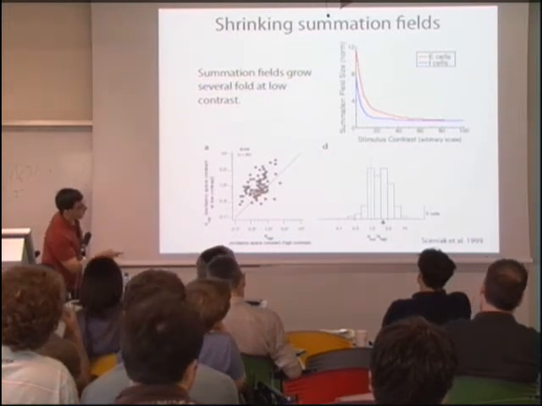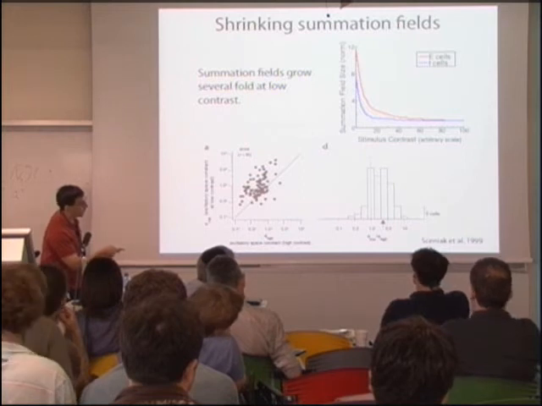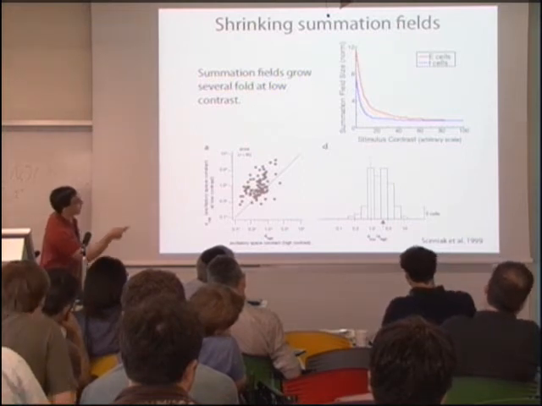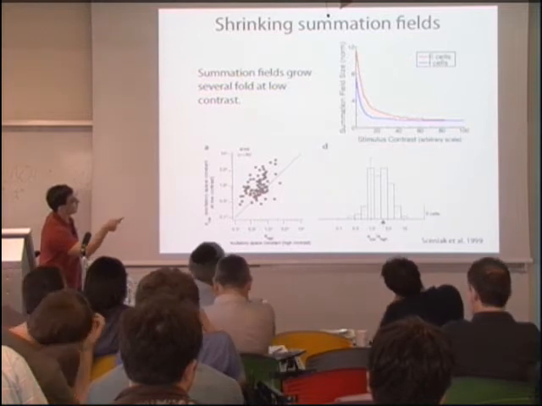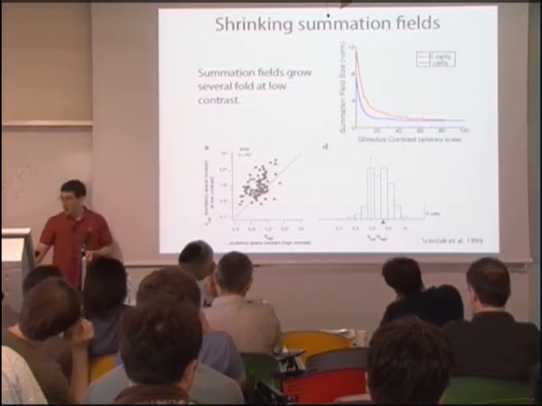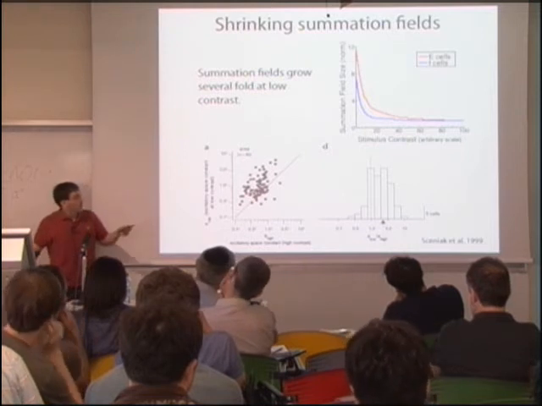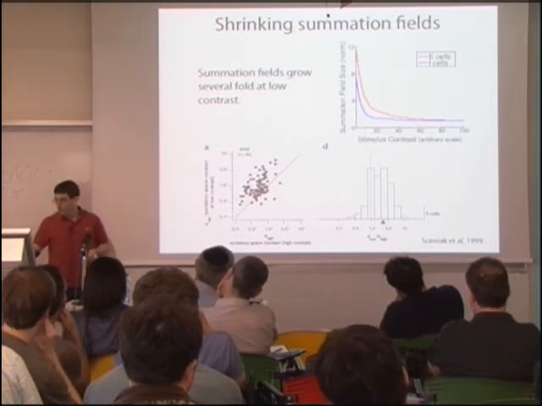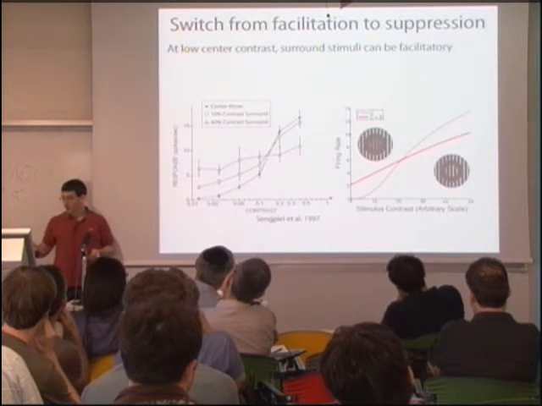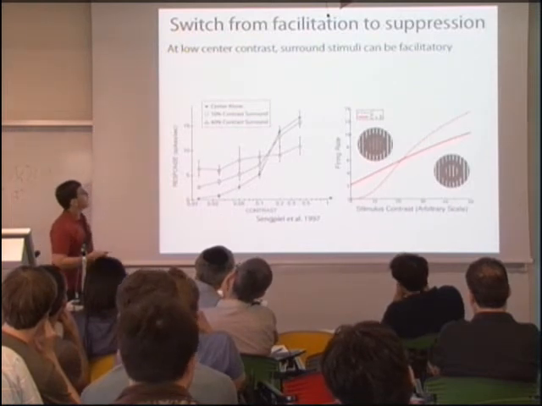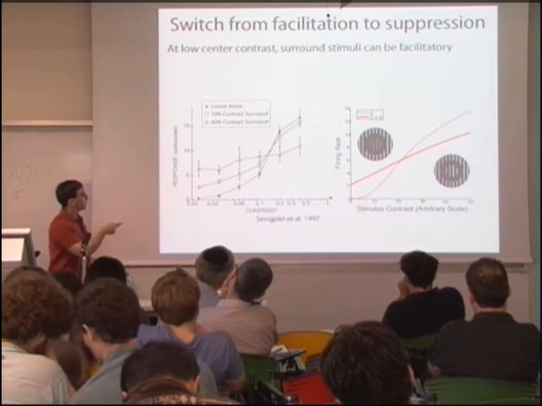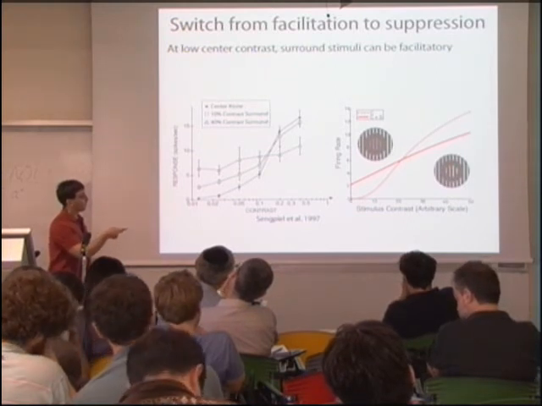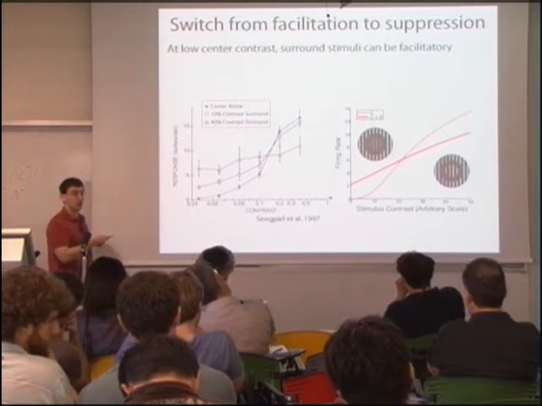So here, Sceniak et al. report a range of anywhere between 1 and 10-fold growth, all of which match well the changes that fall along this curve. And this change in summation field size that's so pronounced gives us the last effect that we're trying to model here, which is the change from suppression for high contrast center stimuli to facilitation for low contrast center stimuli.